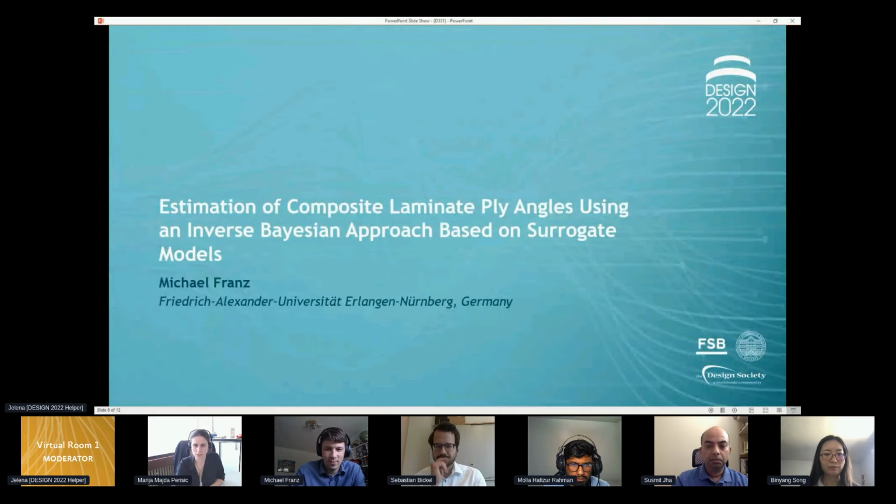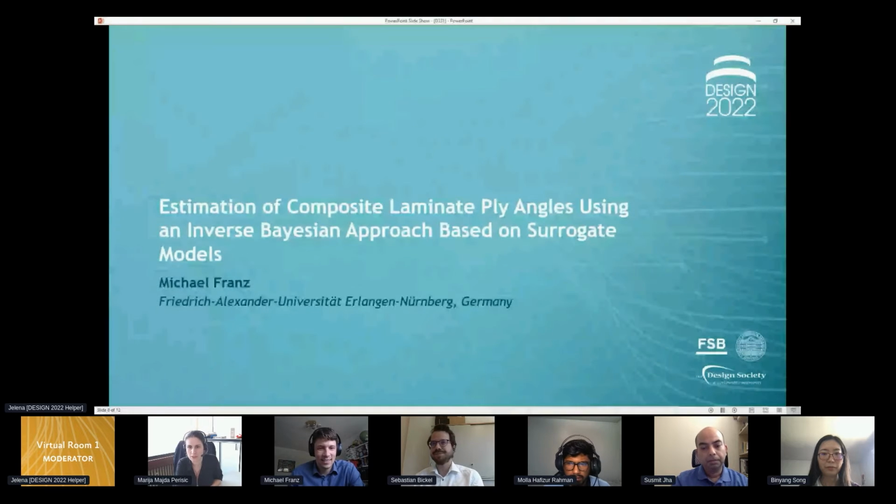The next presentation is by Michael, who is presenting estimation of composite laminate ply angles using an inverse Bayesian approach based on surrogate models. Michael is 30 years old. He studied mechanical engineering and earned both bachelor's and master's degree at Friedrich Alexander University of Erlangen-Nuremberg. Since 2017, he's a research associate at engineering design at the same university under supervision of Professor Sandro Wartzack.